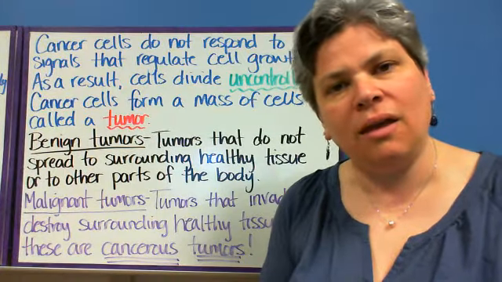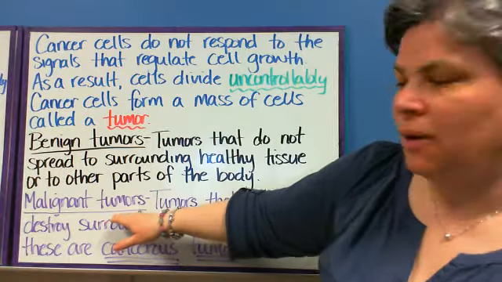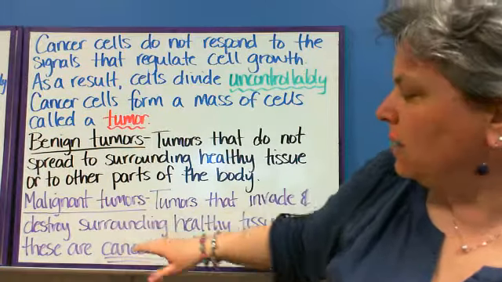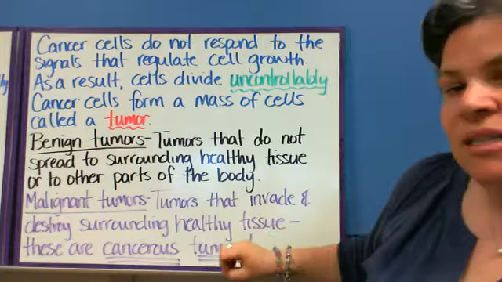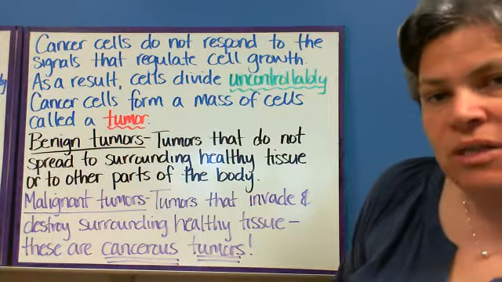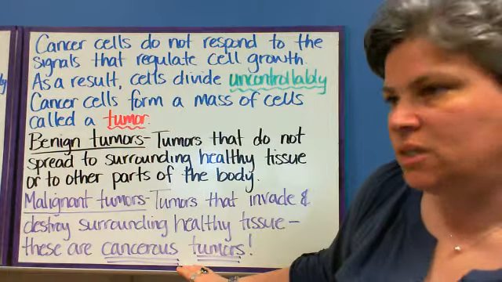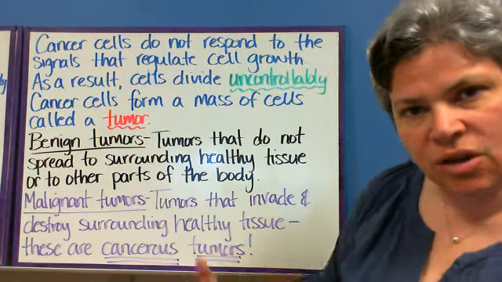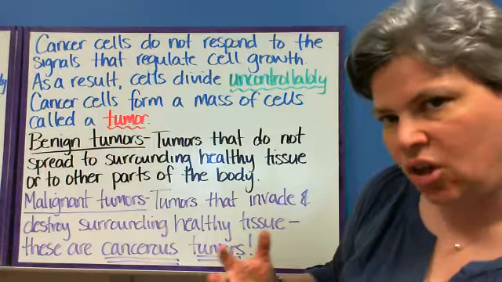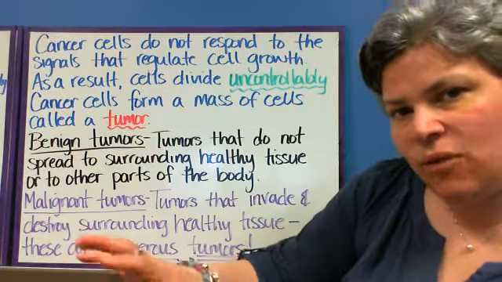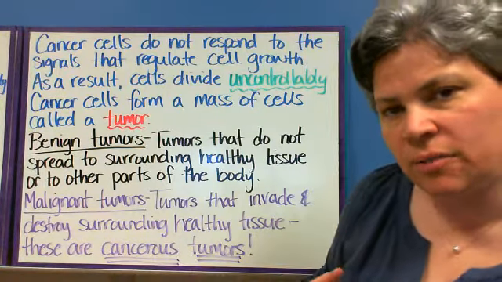So that one's okay. The problem comes when we talk about malignant tumors. With a malignant tumor, the tumor invades and destroys the surrounding healthy tissue, and these are what we're going to consider a cancerous tumor. What starts to happen is those cancer cells start to take the nutrients and the oxygen and all the other good stuff away from the other cells and use it for themselves.